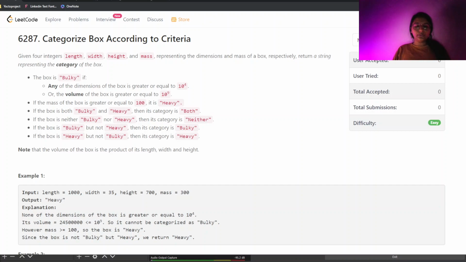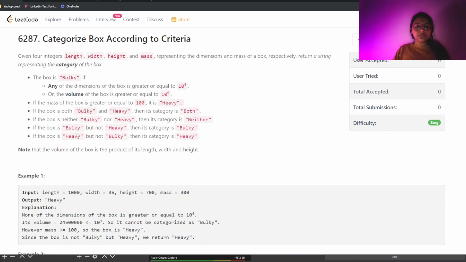So today we are going to do the Leetcode weekly challenge, first, the bi-weekly challenge. First question: categorize box according to criteria. So here is the question: given four integers, length, width, height, mass, representing the dimension and mass of a box respectively, return a string representing the category of the box.